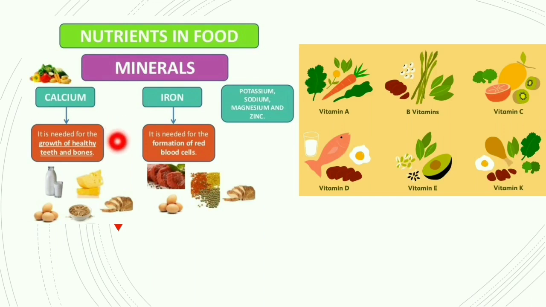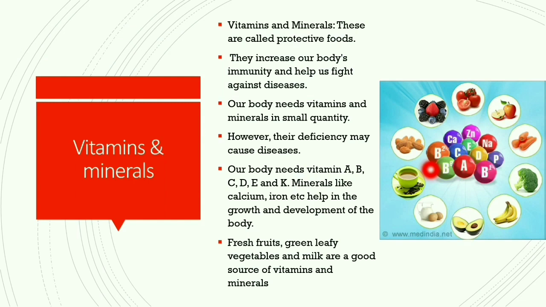Calcium is needed for the growth of healthy teeth and bones. Iron is needed for the formation of red blood cells, and we can get a proper amount of iron from eggs, meat and pulses. And calcium we can get from milk, egg, cheese, etc. Fruits, green leafy vegetables and milk are a good source of vitamins and minerals.